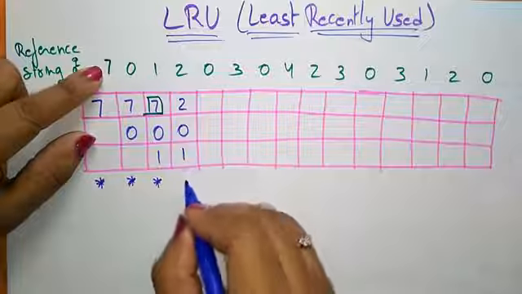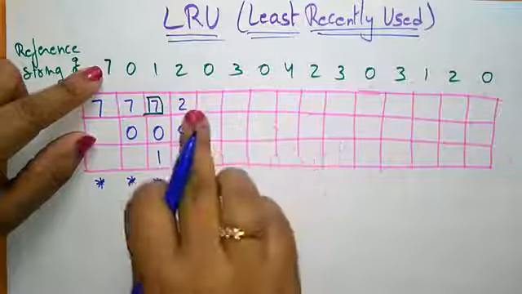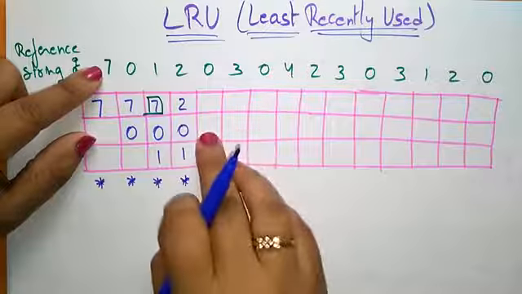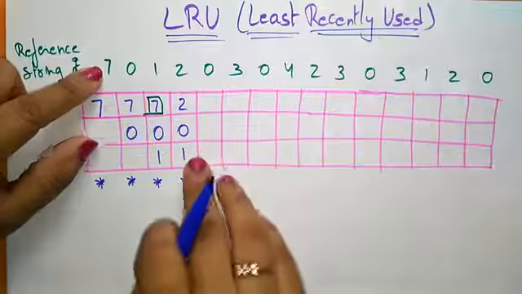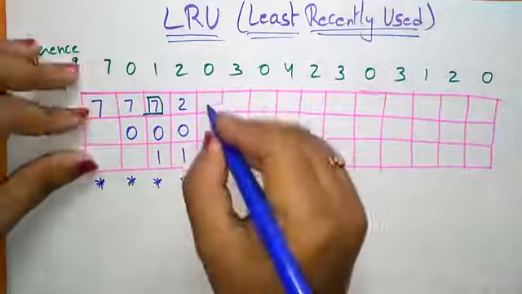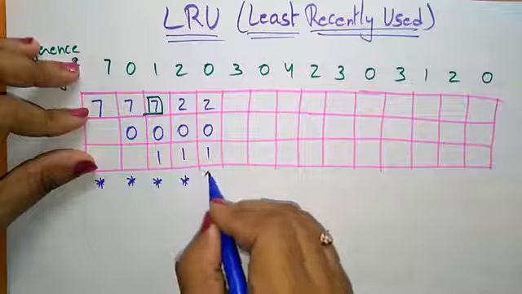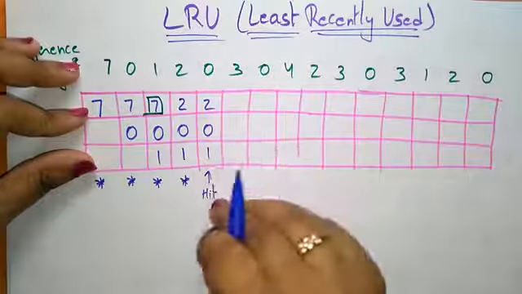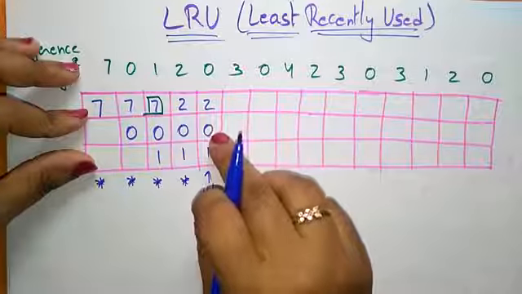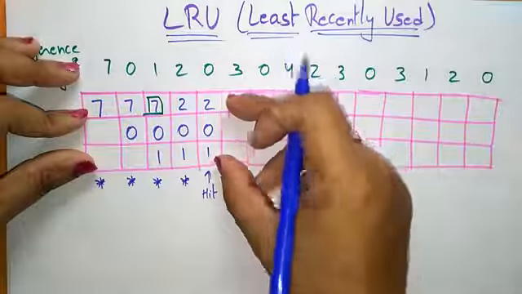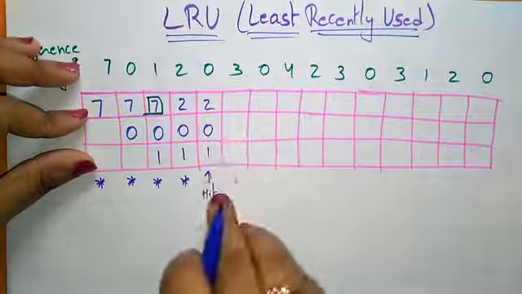This is also a page fault because 2 is not present in the frame, so I brought that page from the disk. Now I have to place 0. The page demanded by the CPU, the user, is already present in the RAM, so just write as it is. This you call a hit. Hit means if the demanded page is already present in the main memory, in the RAM, then you call it a hit. If the page is not present, you call it a page fault. If it is already present, then it is a hit.